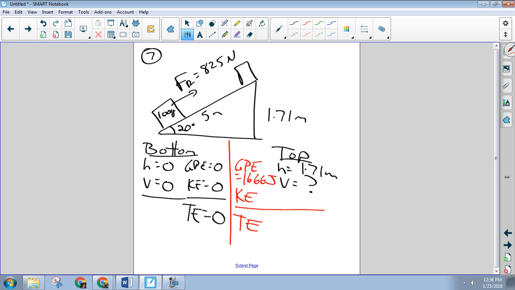So I can't do this equation because I don't know my TE final. But I think we can do the top equation. The only non-conservative force here is Roy. So let's find the work from Roy. Well, the work from Roy is his force. Oh, shoot, I didn't give myself enough room.